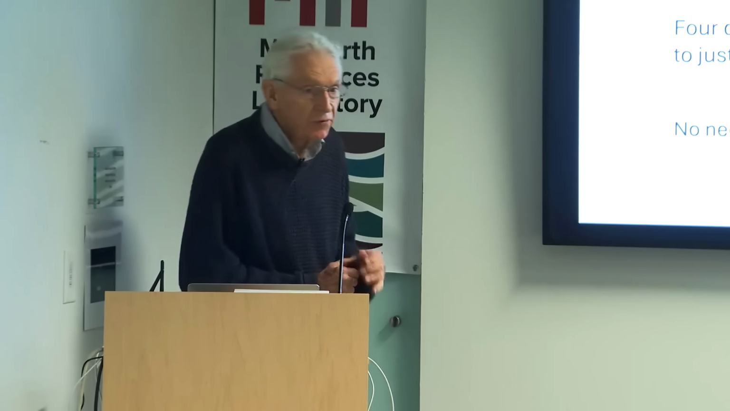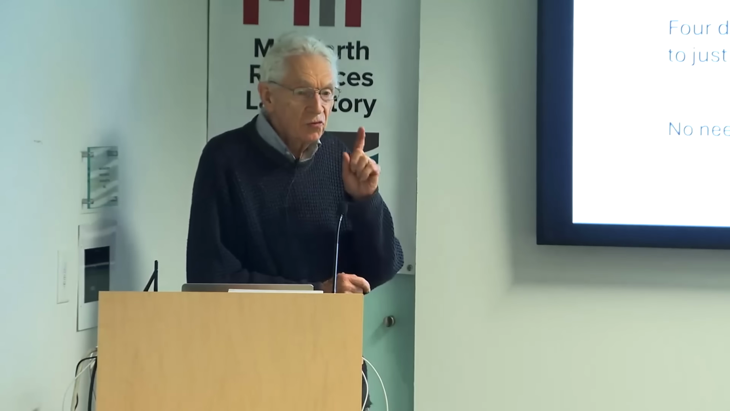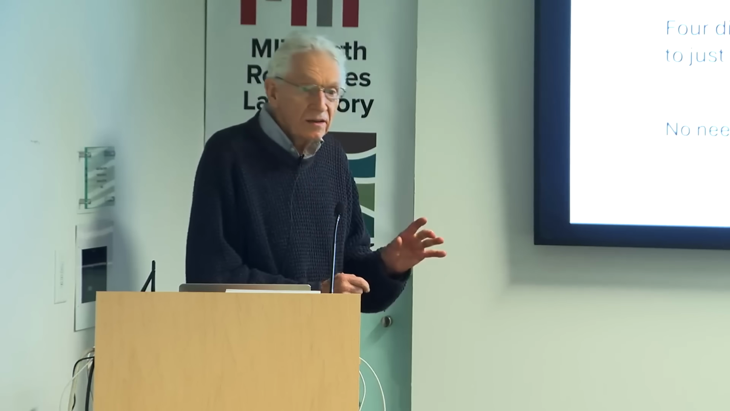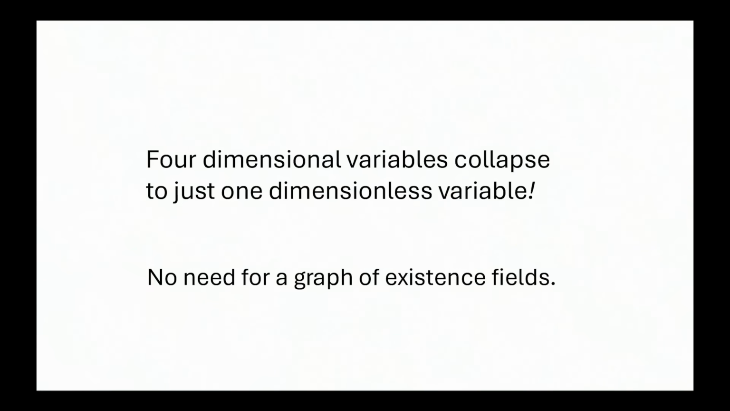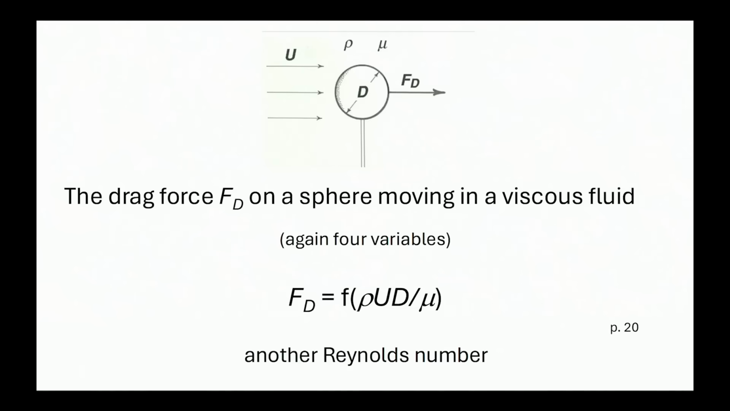So we've collapsed 4 dimensional variables into just 1 dimensionless variable. All you need to specify to describe this flow through the tube is the Reynolds number. Nothing else, just the Reynolds number. It's a very powerful tool, and we're going to be using it.